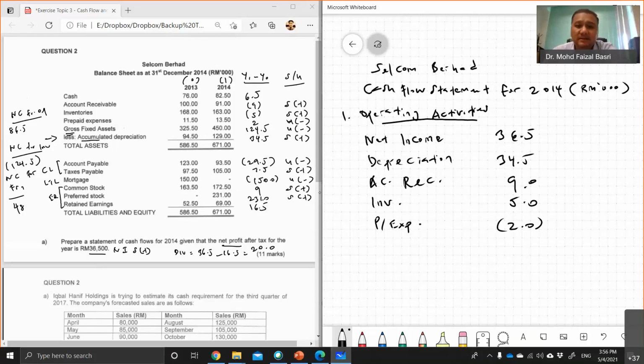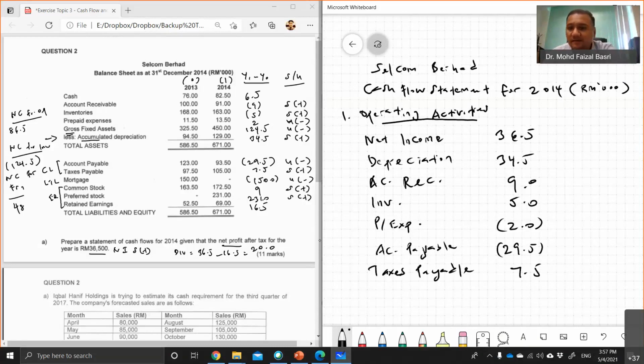We have two current liabilities here. First, account payable: 29.5 minus. And we also have taxes payable: 7.5, plus, 7. The rest will be long-term liabilities, mortgage, and also equity, which are not part of operating. So for operating, that's it.